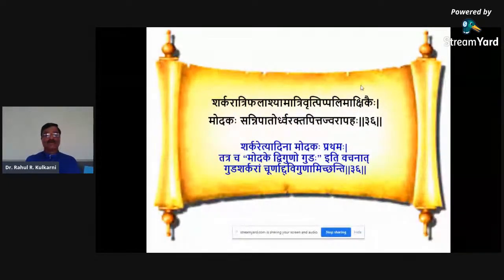Sharkara trifala shama trivrut pippali makshikaihi modakam sannipata urdhva rakta pitta jwarapaham. The kalpa prepared with sharkara, trifala, that is haritaki, bibhitaki, amalaki, shama and trivrut, all these ingredients with pippali, and administered with makshika, that is madhu. The modaka has to be prepared for sannipataja vikaras, urdhva rakta pitta, jwarapaha.